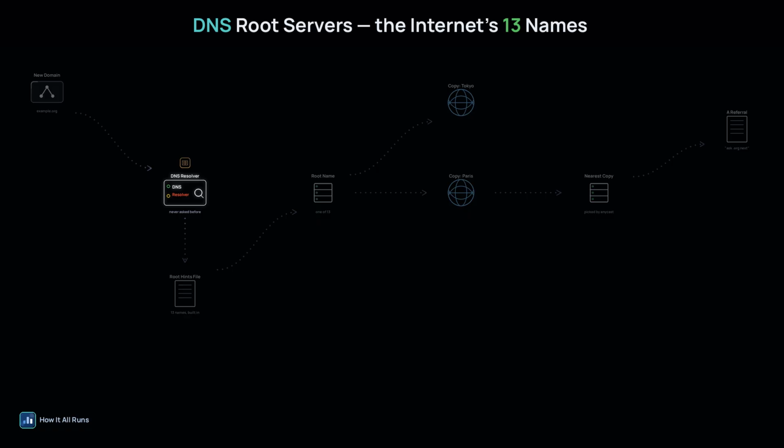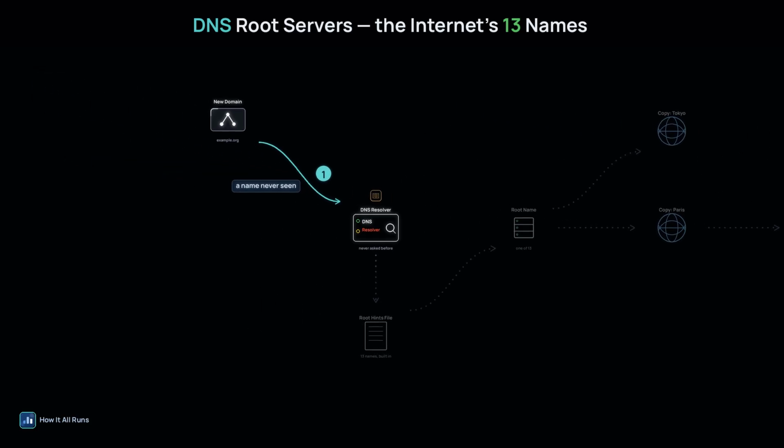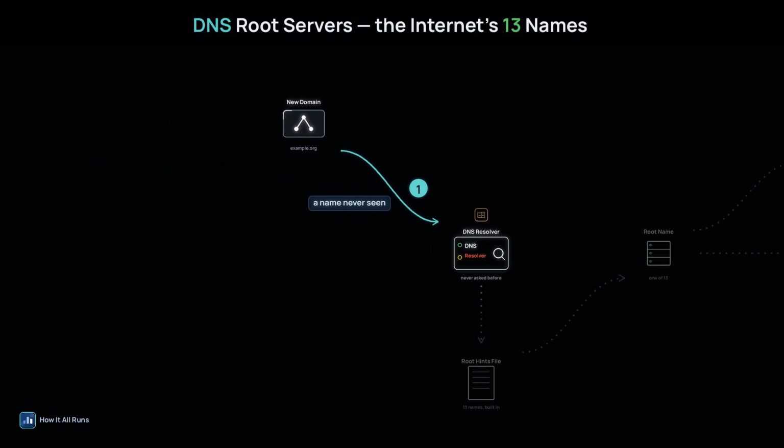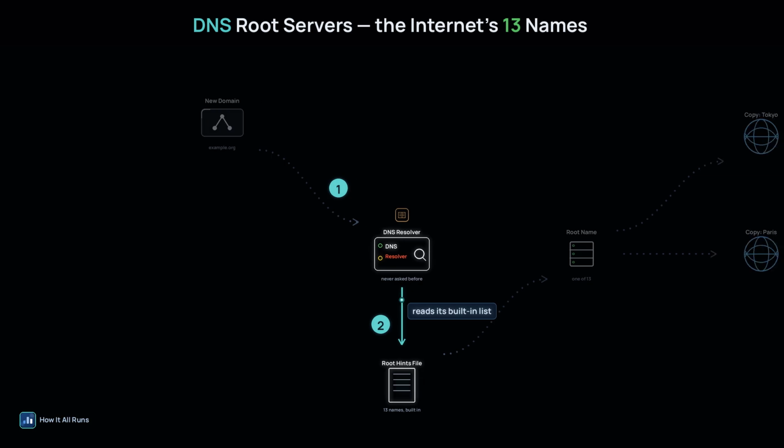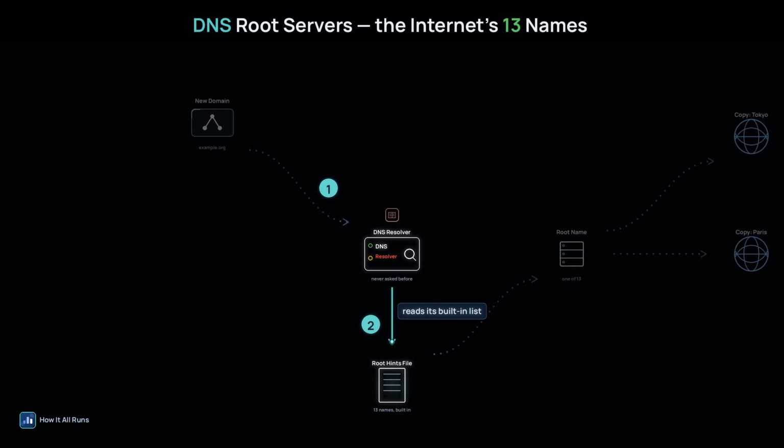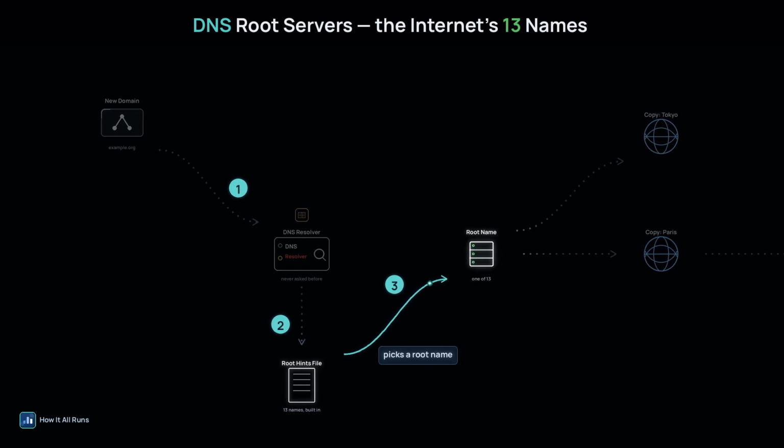Let's follow one lookup from a cold start in slow motion. Take 1, your resolver receives a request for example.org. It checks its own memory and finds nothing. This exact name has never passed through here before. With nowhere else to turn, it opens the root hints file, a tiny list, rarely more than a few kilobytes, listing 13 names, letters A through M, each paired with an address. It picks one entry from that list. It genuinely does not matter which, since all 13 answer with the identical information, and sends its question there.